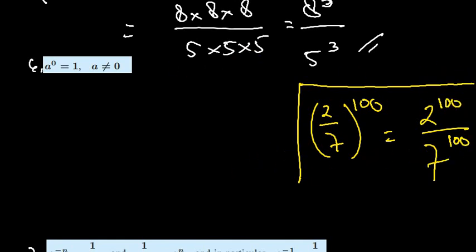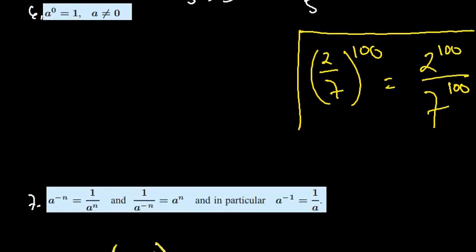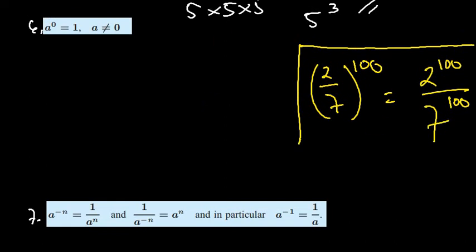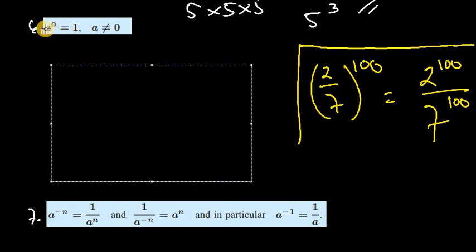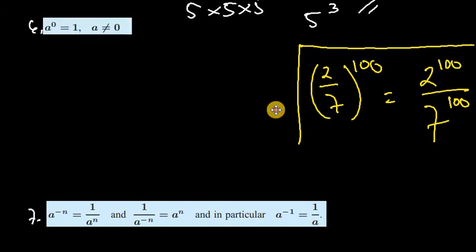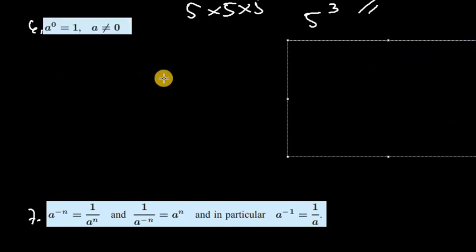Okay, next rule. Rule number 6. This is quite unique because everything to the power of 0 is equal to 1. Let's erase this one first. Now, everything to the power of 0 is 1 except 0 itself. So 0 to the power of 0 is not 1. It's undefined actually. Let's prove it.